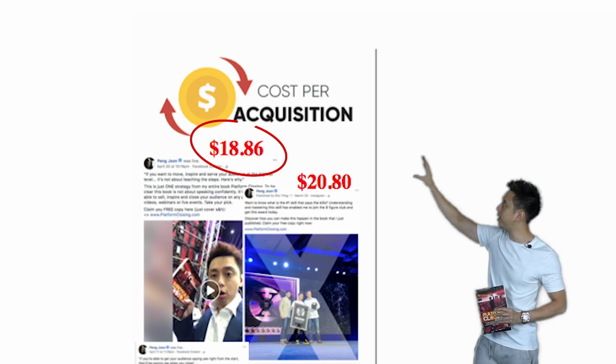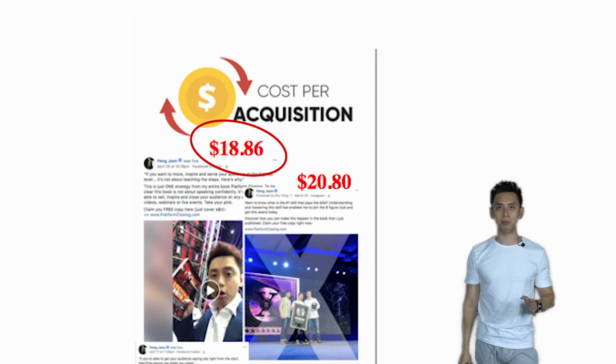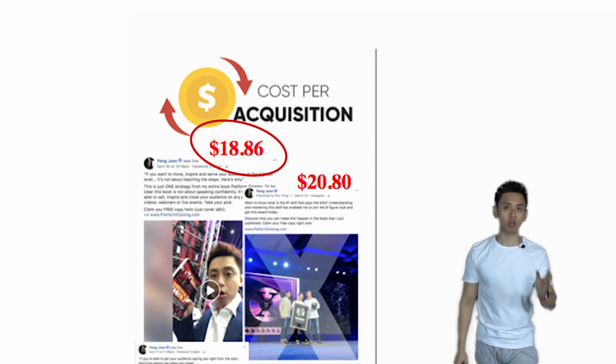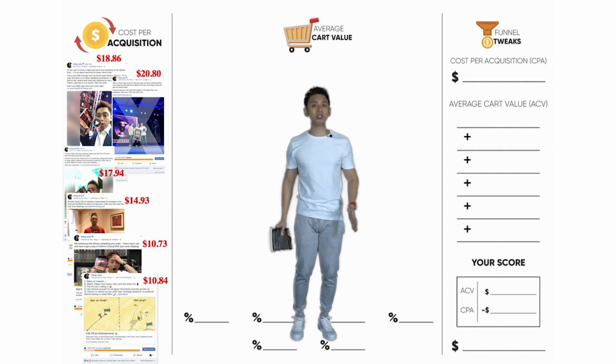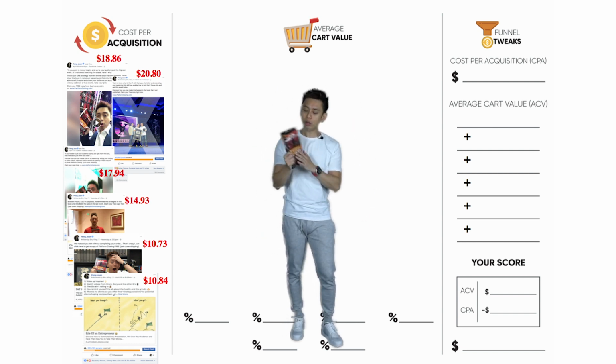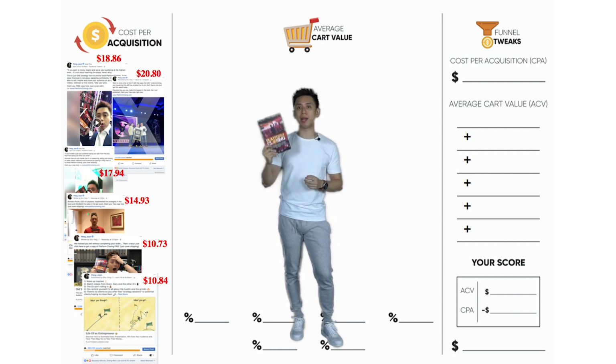If it cost me $18.86 to acquire a customer, and each customer is worth over $40, would you say that's pretty good? Right now, imagine, so how do I make that happen? So in the middle over here is where you see the sales process. You see, in order for me to sell this book, and by the way, I'm going to show you examples how this can be applied to literally anything.